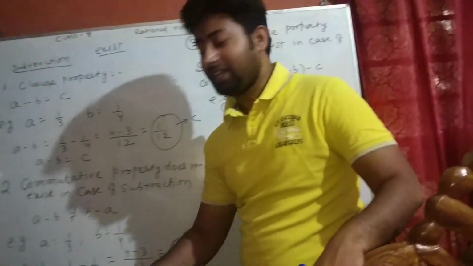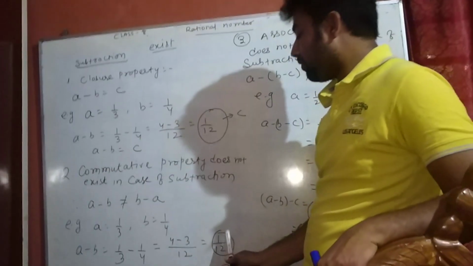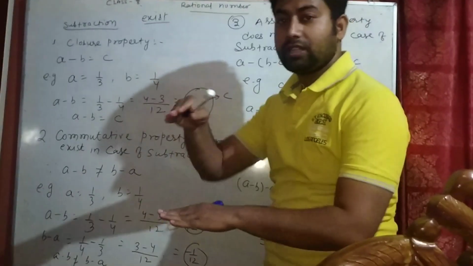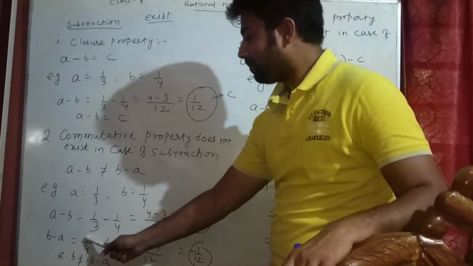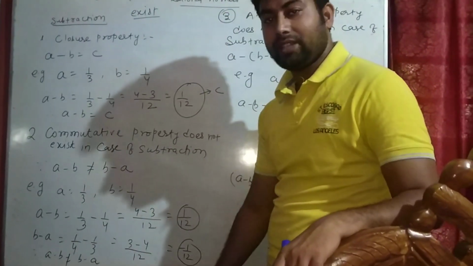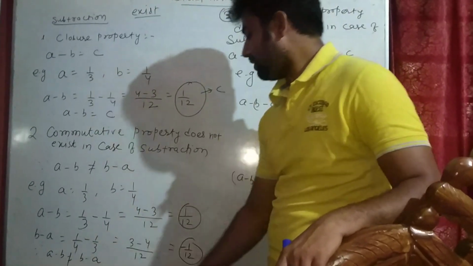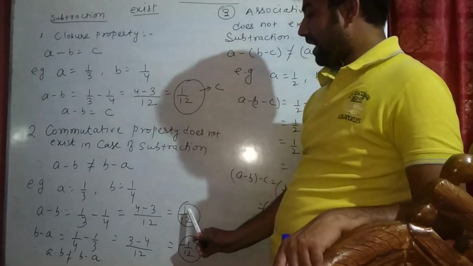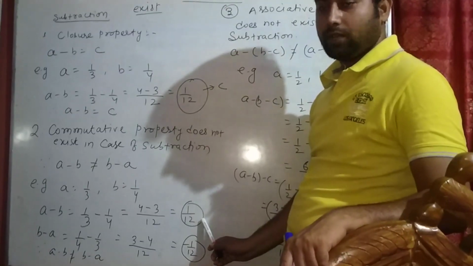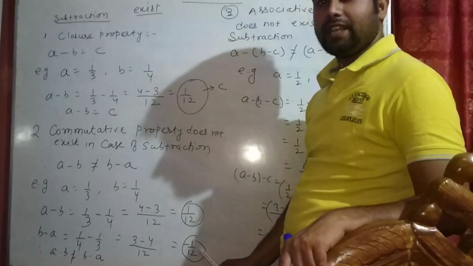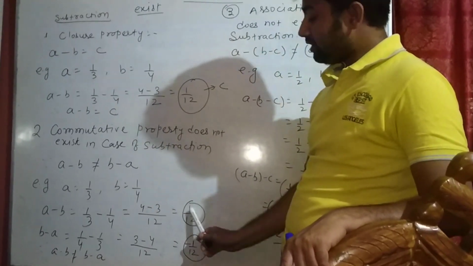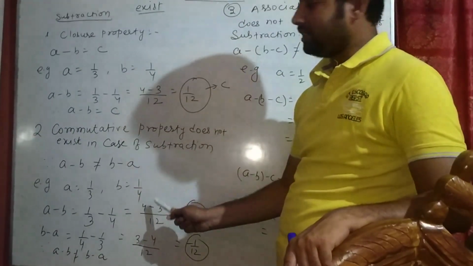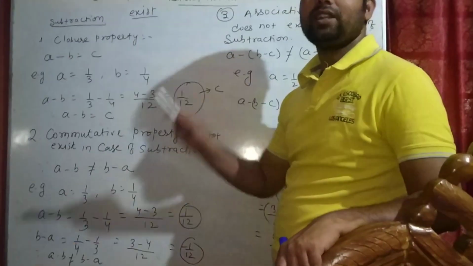Now let's change their places. a minus b we have got 1 by 12. Now we will find b minus a by just changing the places: 1 by 4 minus 1 by 3, and if we change their places, we will get minus 1 by 12. So what are we getting? a minus b is plus 1 by 12, and b minus a is minus 1 by 12, meaning both are opposite. That's why in subtraction, the commutative property does not exist.